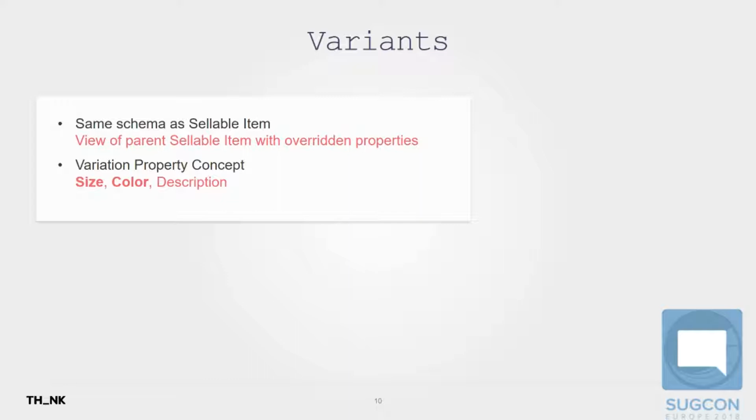Then on a product, you can have multiple variants, just like when we saw the TV. You can have a 4K TV or a normal HD TV. So you can have a separate schema for the sellable item. It's a view of the parent sellable item, and you are just overriding the properties of that. On top of it, you can add or attach pricing to a particular variant. Variants are properties such as size, color, and description for a particular variant.